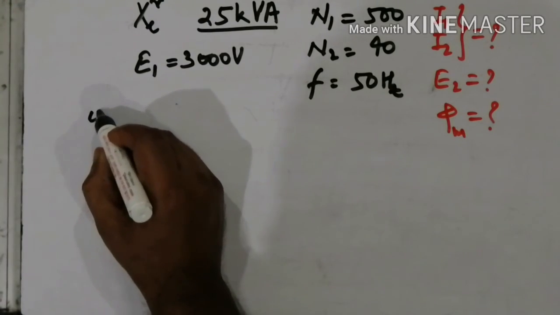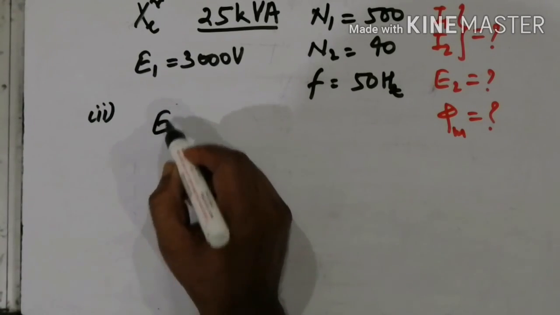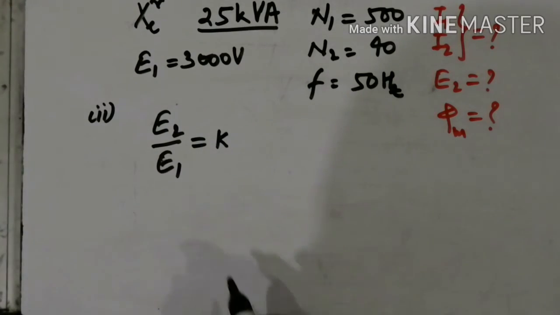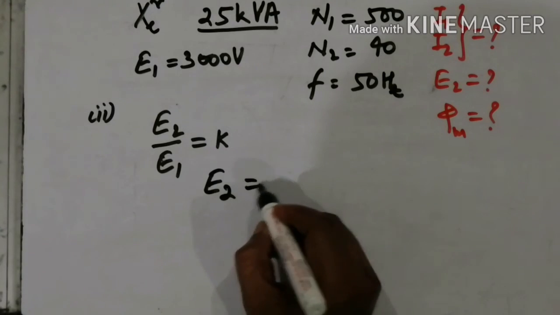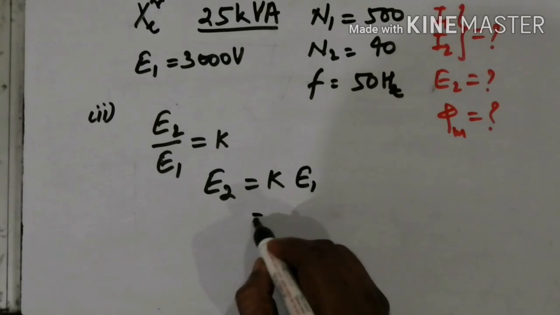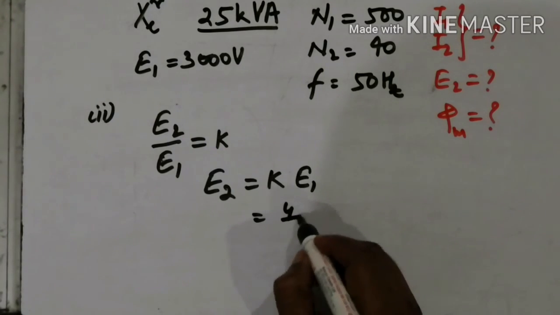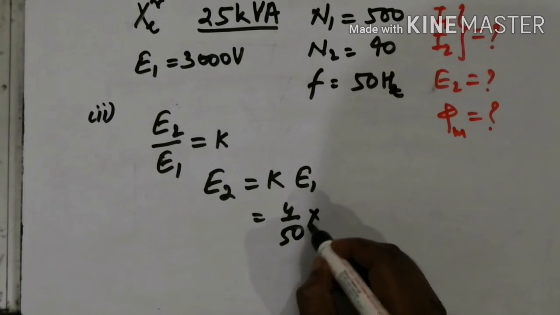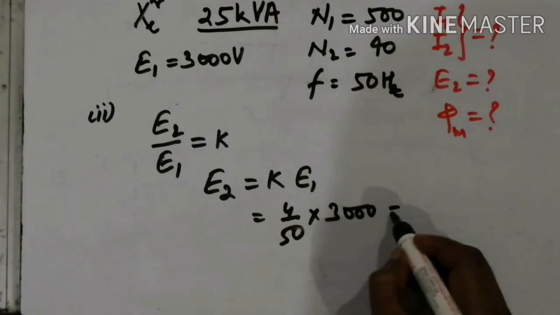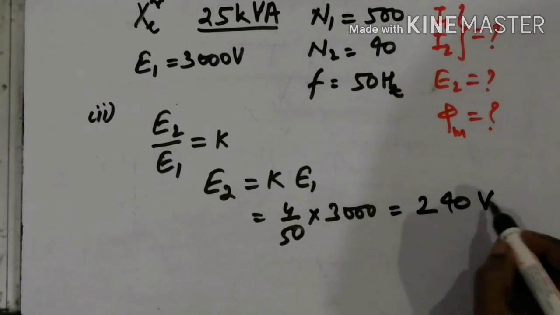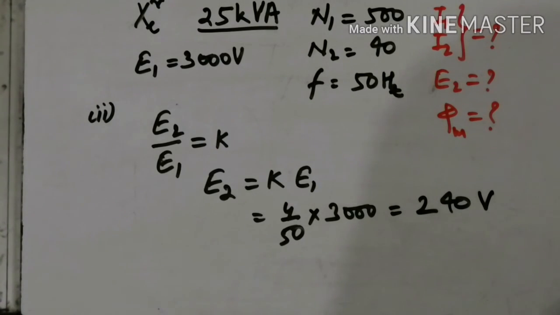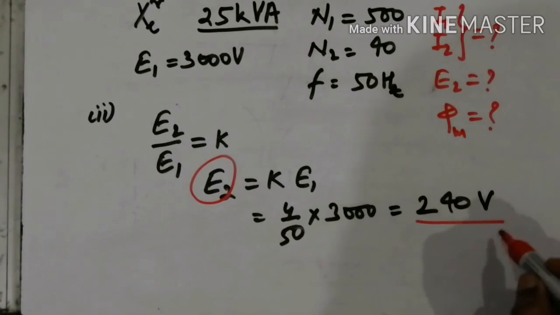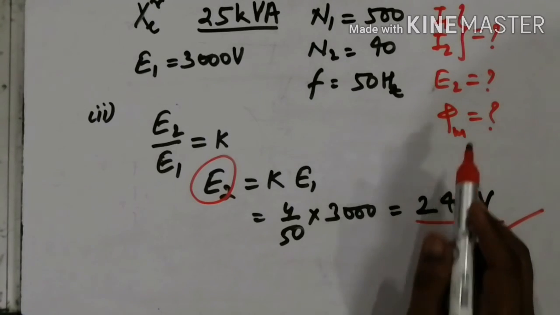Now the second part, E2 upon E1 is nothing but the transformation constant. So the value of E2 is K times E1, K, which is 4 upon 50, into E1, that is 3000. After solving, it is 240 volt, right? The value of E2, this one, is 240 volt. Now the third part.